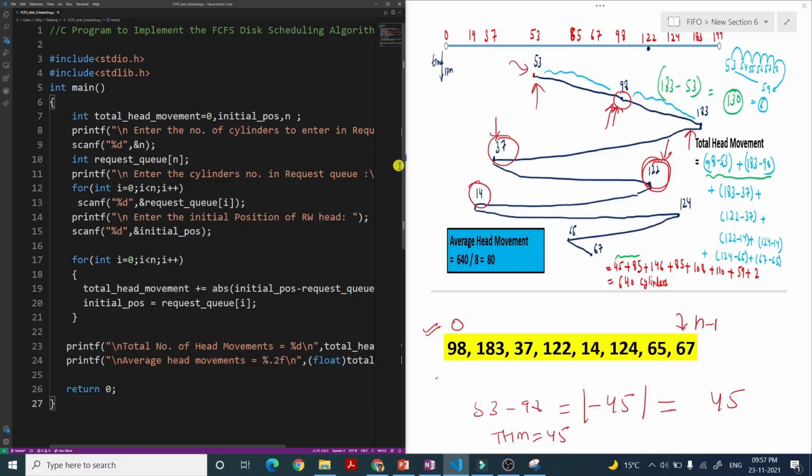In the next video we will see another C program for the shortest seek time first disk scheduling algorithm.